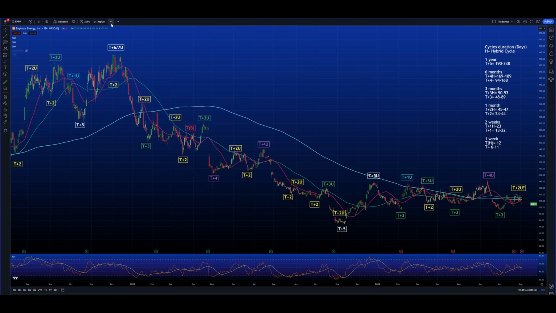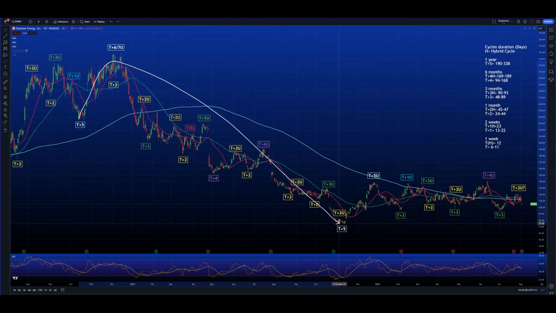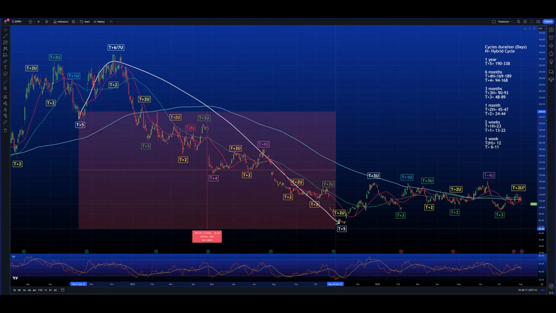Now, having said that, we always have to look also at the downward cycles, which basically is the other flip of the coin. So from this low, we have had the beginning of the T plus 5, which has had this shape, and in this case was negative because the low from which it ended was lower compared to the low from which it started. And this cycle has had a duration of 264 days.